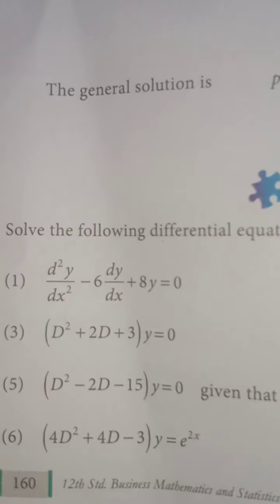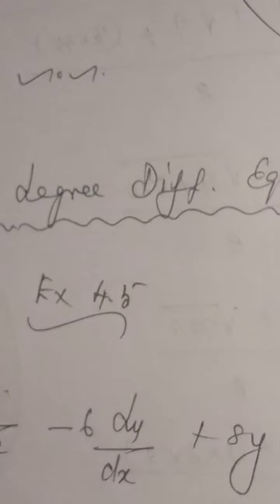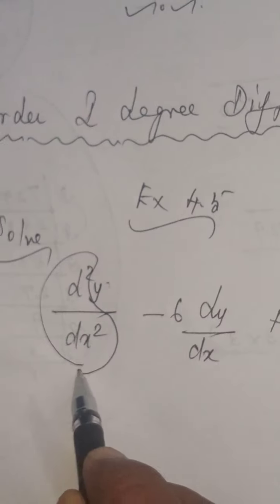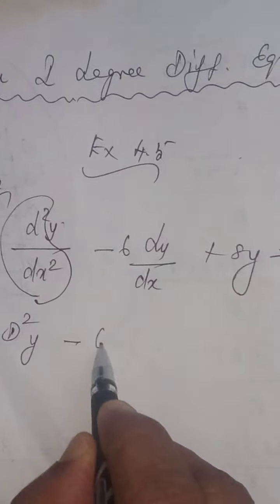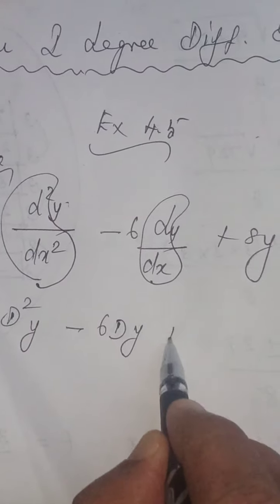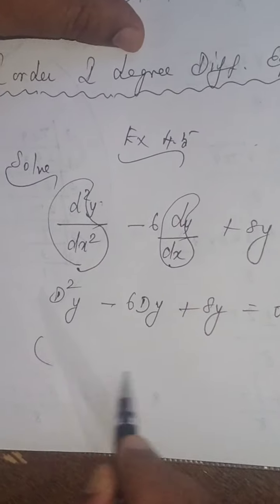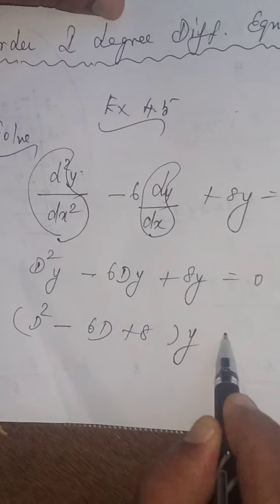d squared y by dx squared minus 6 into dy by dx plus 8y equals 0. Listen carefully. d squared by dx squared is capital D squared, as already told, into y, minus 6 d by dx, which can be replaced by capital D, into y as it is, plus 8y, equal to 0. Here you can take y as common. If you take y as common, this is D squared minus 6D plus 8, equal to 0.